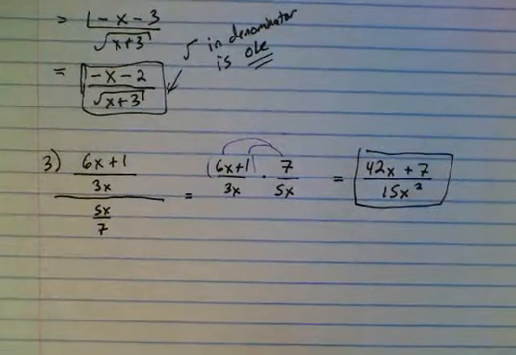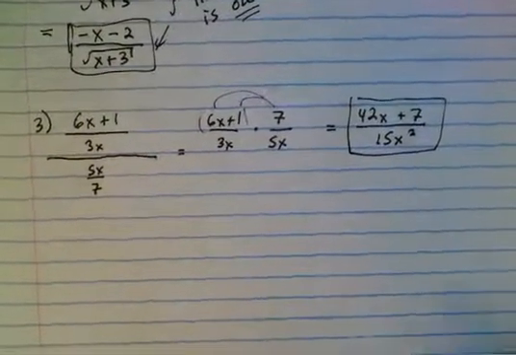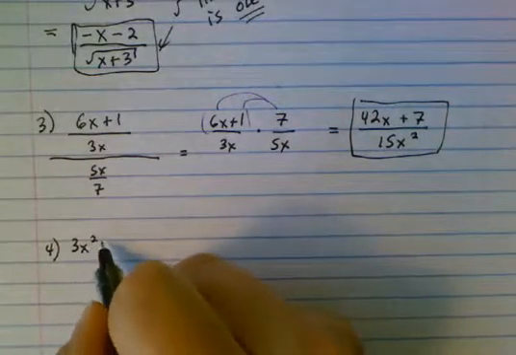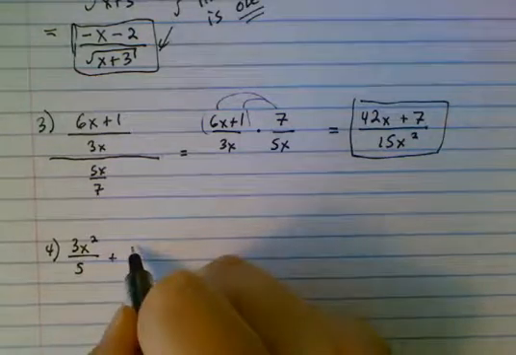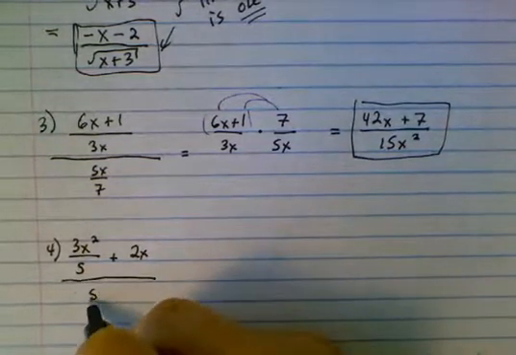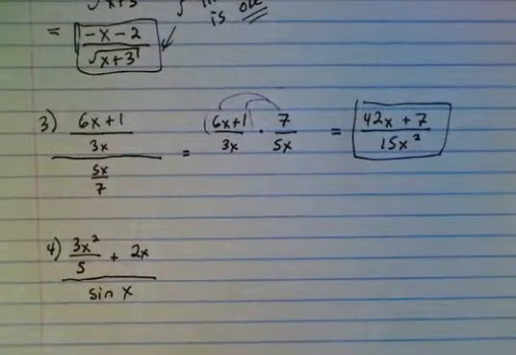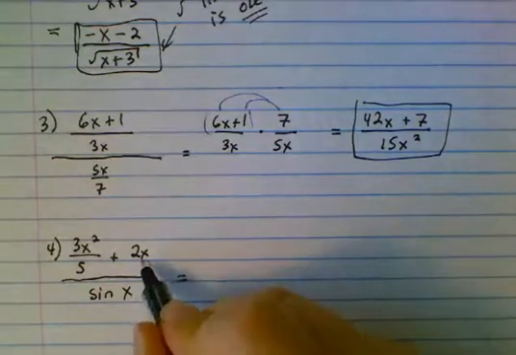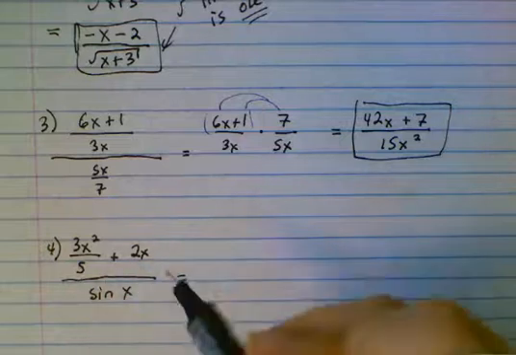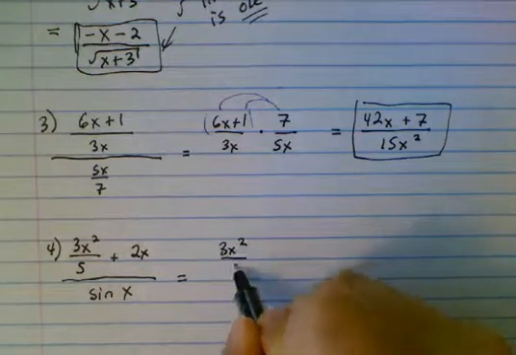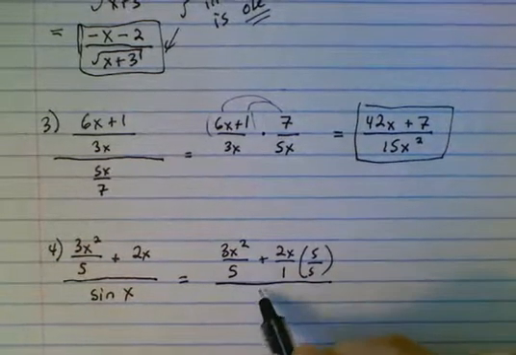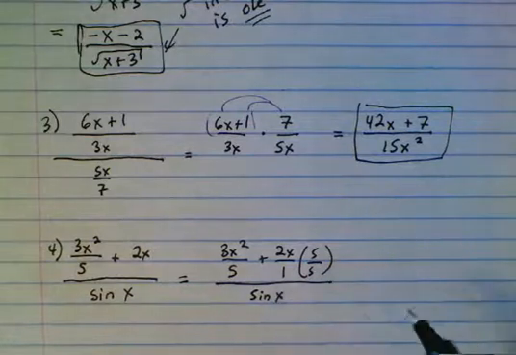We can also do the same idea with very complicated rational expressions. So let's take this one for example. We've got 3x squared over 5 plus 2x. That's all over the sine of x, which is just a function like any other. We can just multiply, do whatever, just like normal. So we know that this is 2x over 1. Our common denominator is going to be 5. Don't forget to carry the other part down here. You don't want to lose part of it.